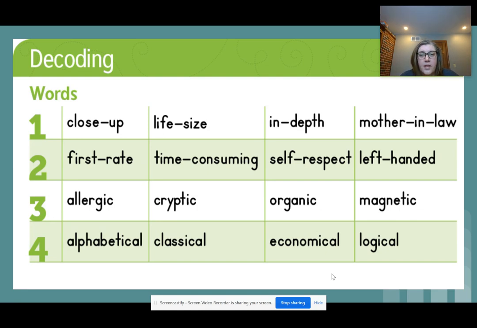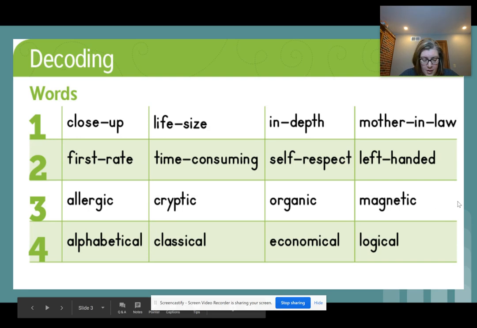That's going to be important for the activity you do later today, because you're going to need to know how to use these words in context correctly. So you're going to need to know what part of speech they are.